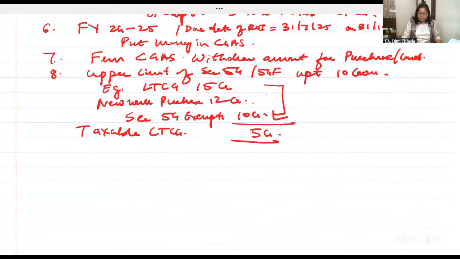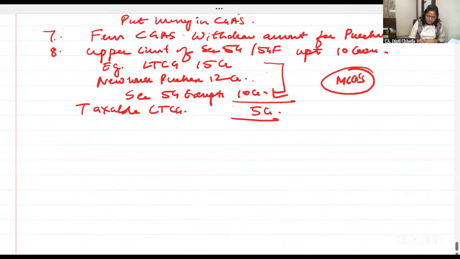Long-term capital gain is 15 crore. Exemption will limit it to 10 crore, not 12 crore. Because this is asked so much, I want all of you to circle and write, dear students. This is very important for MCQ. Upper limit of selling the house and buying the house is 10 crore in a year. Now, next point also very important for MCQ.